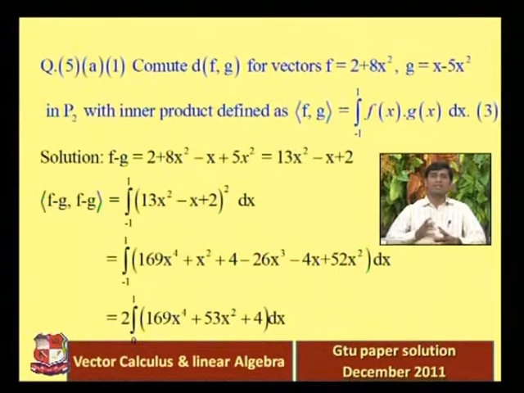So that is (f minus g) whole square into dx. Okay, and now what is f minus g? f minus g is 13x square minus x plus 2. So the inner product of f minus g with f minus g is equal to the integration from minus 1 to 1 of (13x square minus x plus 2) whole square into dx.